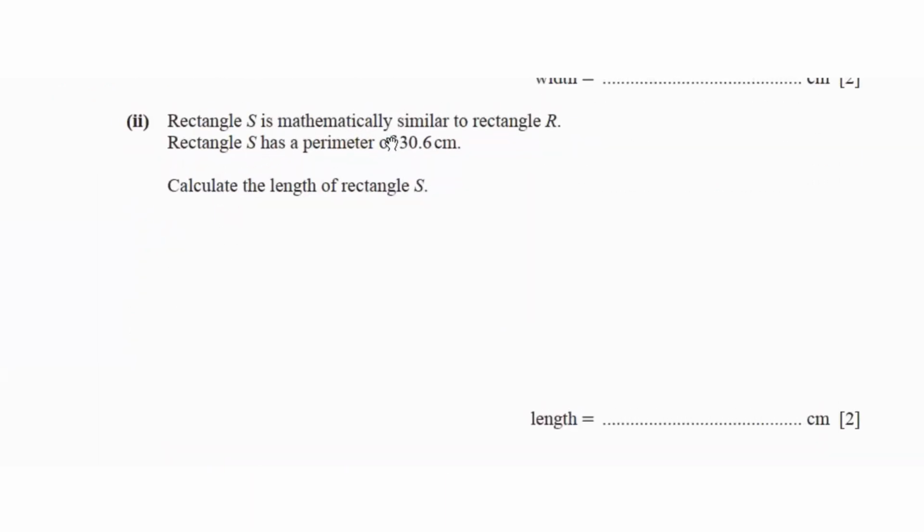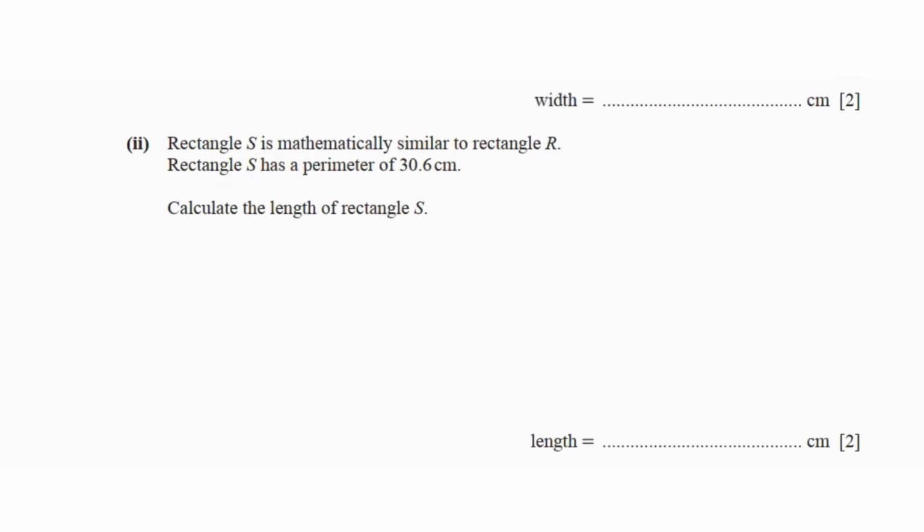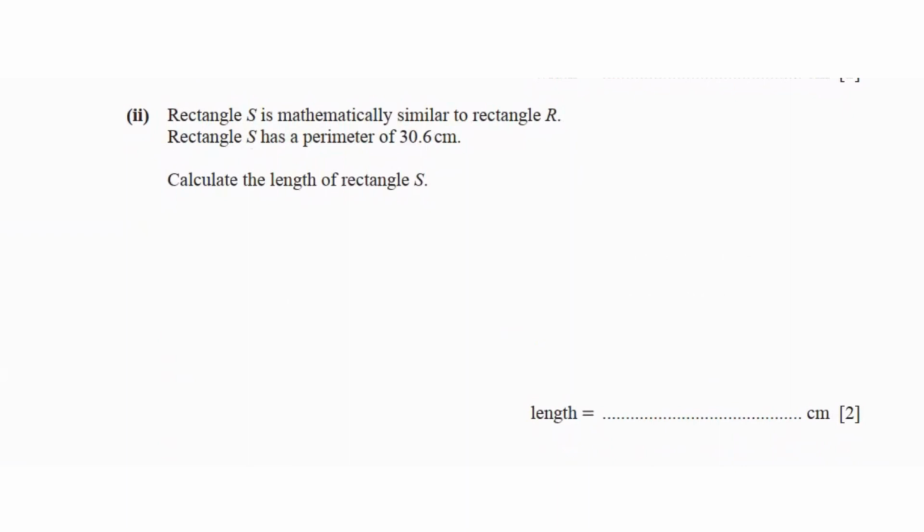Rectangle S is mathematically similar to rectangle R. Rectangle S has a perimeter of 30.6 centimeters. Calculate the length of rectangle S. So R has a perimeter of 20.4, and the perimeter of S is 30.6.